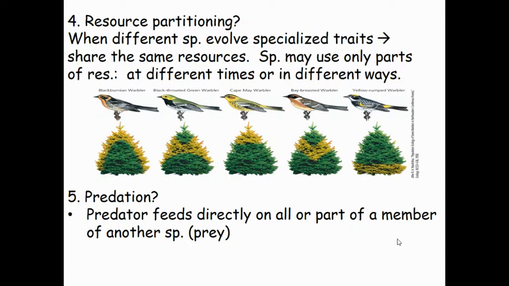All right, predation. A predator feeds directly on a member of another species, the prey. Of course, if it's the same species, that would be cannibalism.